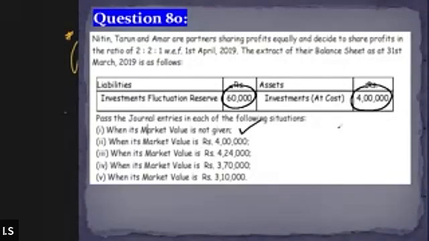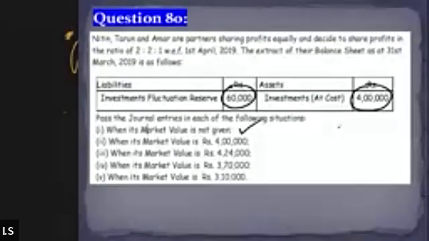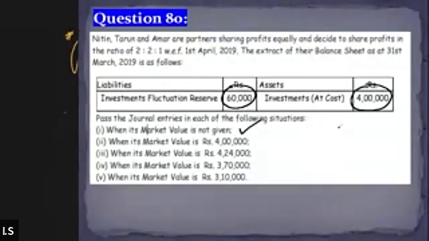Alexander, Sir, any guesses? Yes. Sir, distribute among partners in old profit sharing ratio. Correct. Since the current market value is not given at all, the entire amount of reserve can be distributed among the partners. We can distribute the entire amount of reserve among the partners in the old profit sharing ratio.